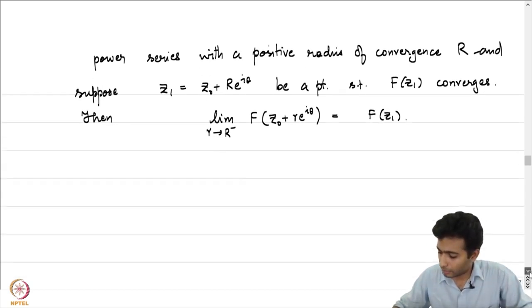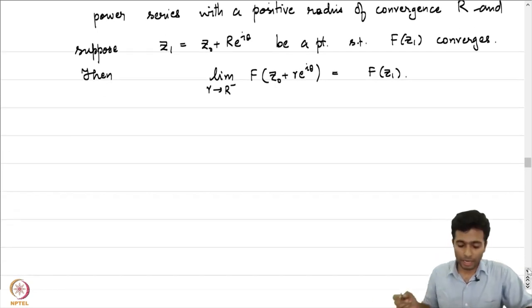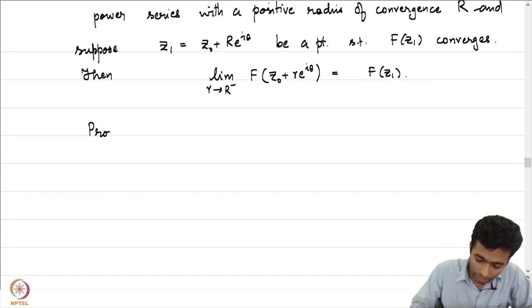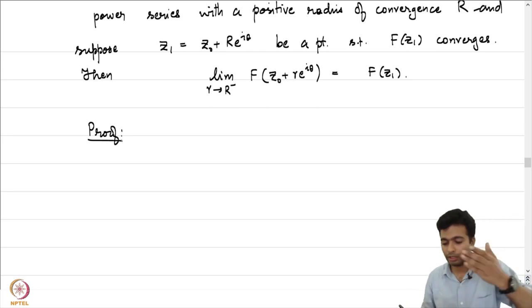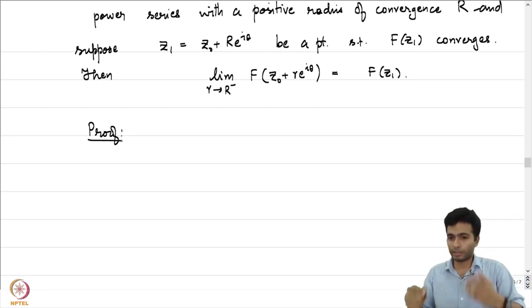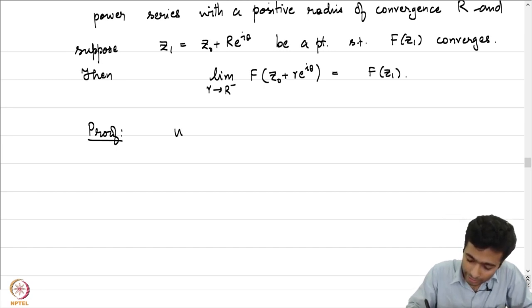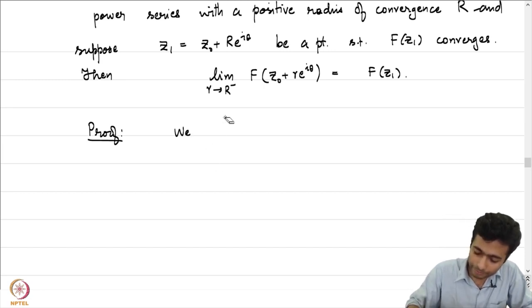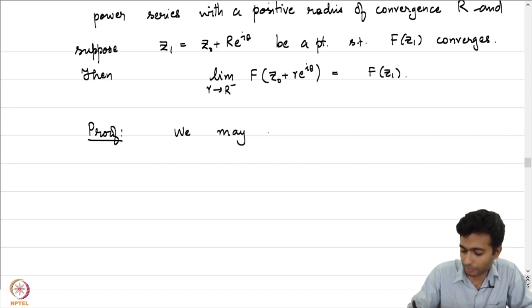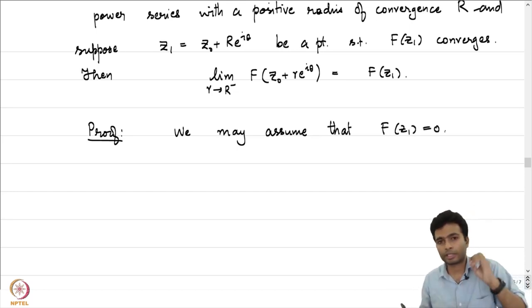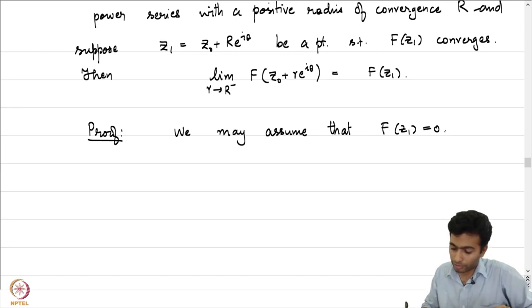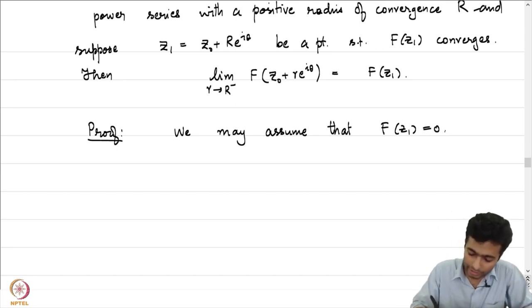We will prove this theorem step by step, and the proof is by reducing the problem to a simpler case at every stage. So the first assumption is that we may assume that f of z1 is equal to 0. This assumption can be forced. Why is this the case?